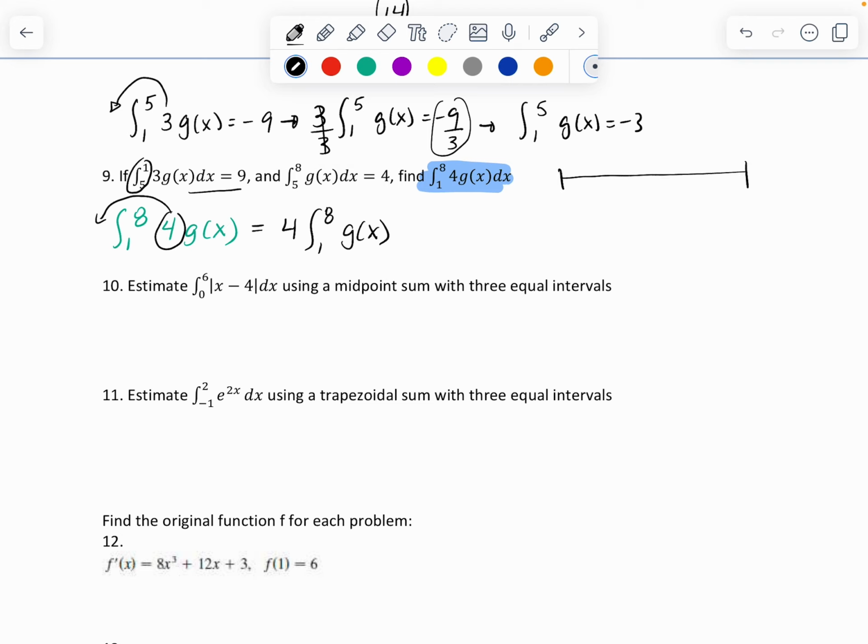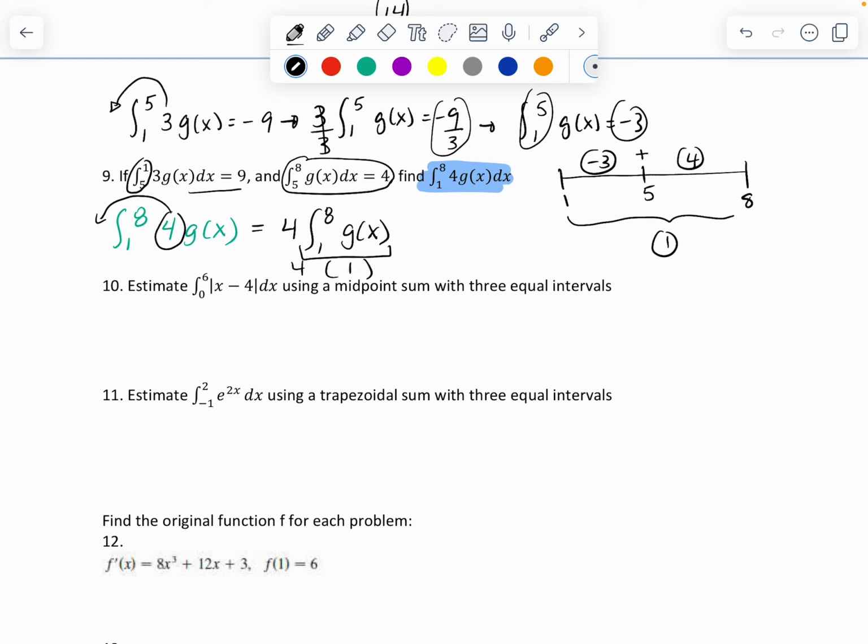Okay, so let's draw this out. So far, I know that the integral from 1 to 5 of g of x was negative 3. So from here to here it was negative 3. Then it said that the integral from 5 to 8 of that same function was 4. But I want to know the integral from 1 to 8, so it's going to be negative 3 plus 4, which is just 1. So all of this equals 1, but then I have to multiply by 4 on the outside. 4 times 1 is 4.